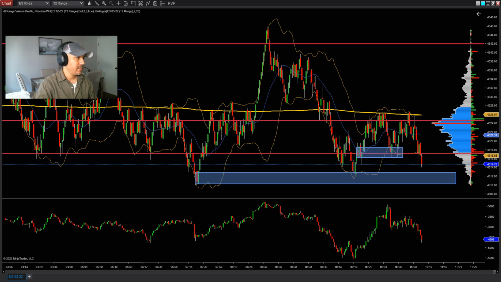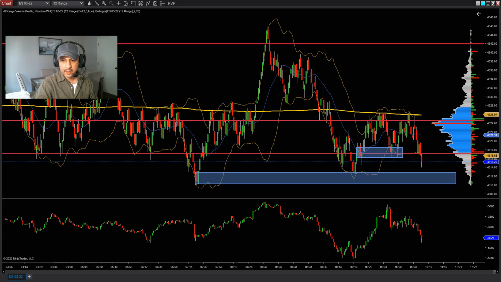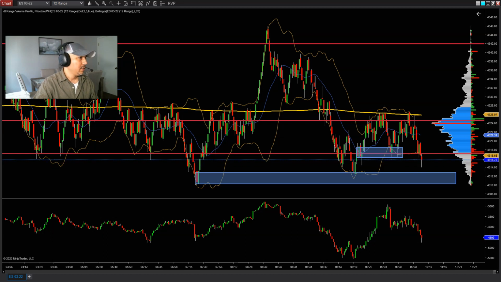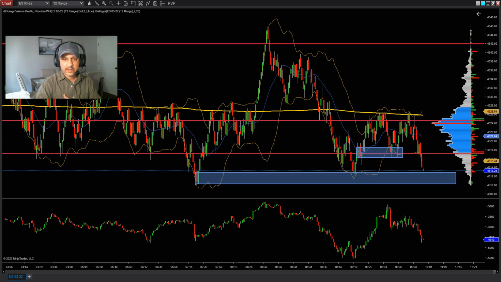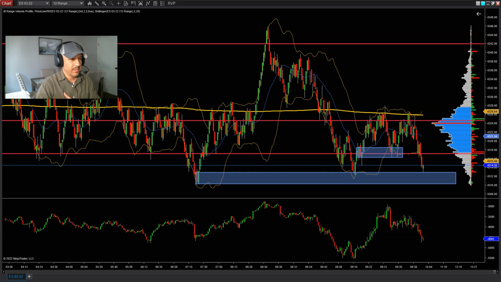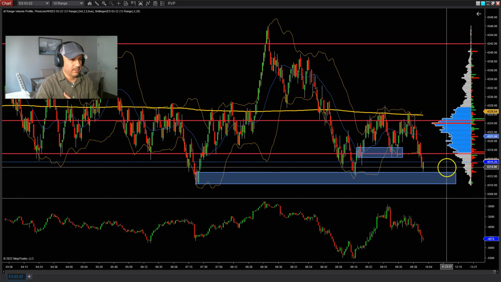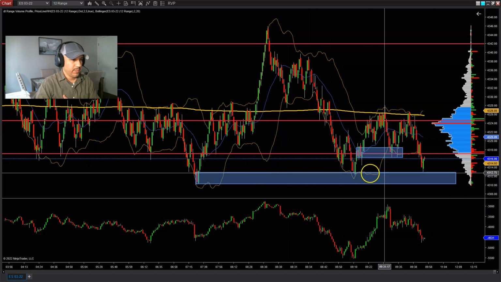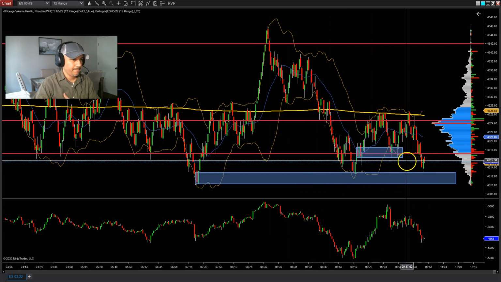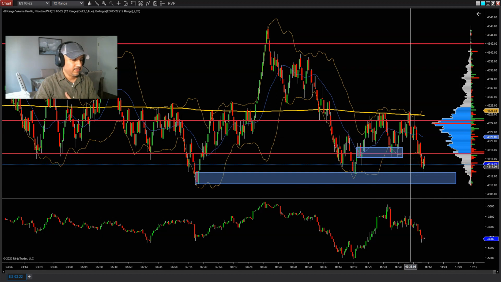Yeah, market's a little volatile right now. What time is it? It is 40 after 9. That's Eastern time, guys. You've got to be calm and collected when you're trading. So price is bouncing right here. Yep, it did. It's bouncing right off this little blue box I have right here. Bouncing off that area.